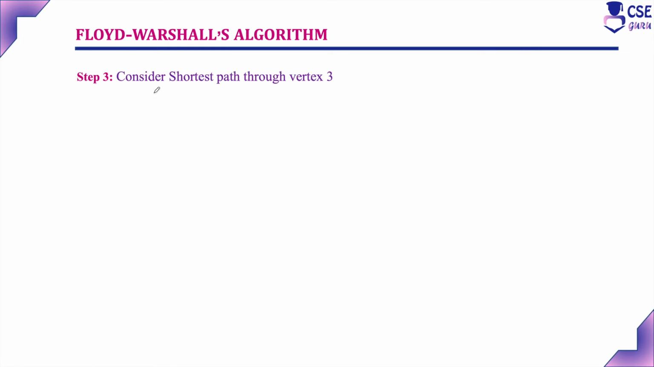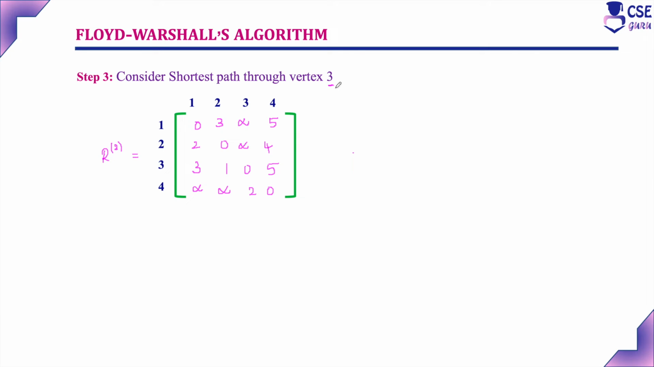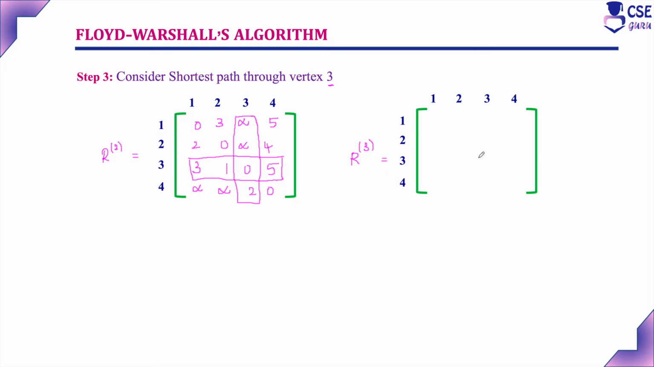Next, step 3. Consider the shortest path through the vertex 3. So the intermediate vertex we need to consider as vertex 3 and we need to find the shortest path. Since we are considering the intermediate vertex as 3, we should not disturb the third vertex row values and column values; we need to keep them as they are. And the new matrix we are going to find is R of 3. So keep the values of vertex 3 as they are. And also the diagonal values will be 0 only. And in the remaining positions we need to find the shortest path by considering the intermediate vertex 3.